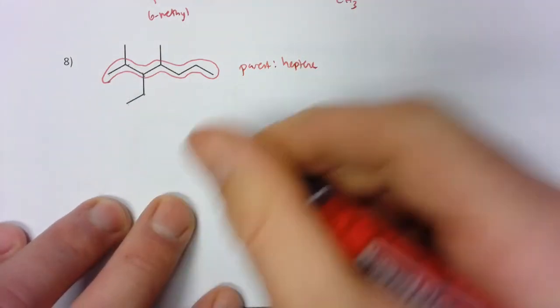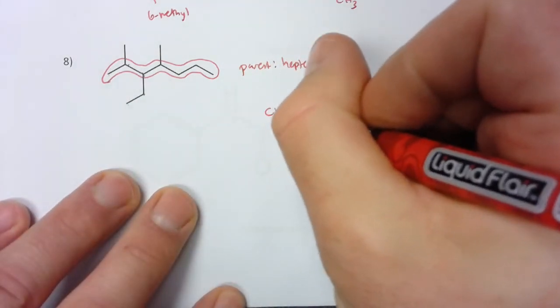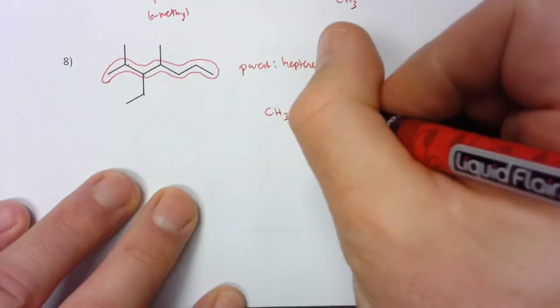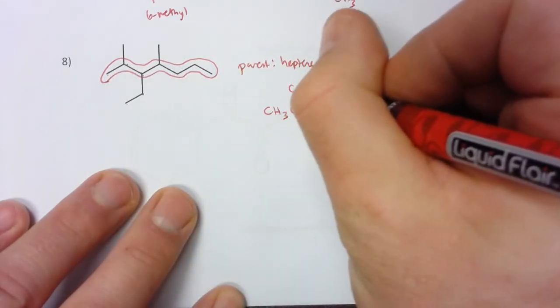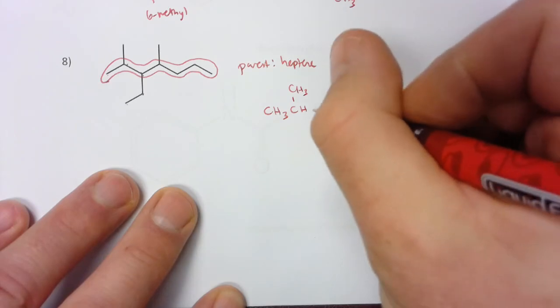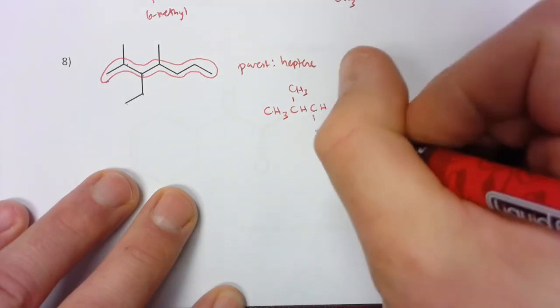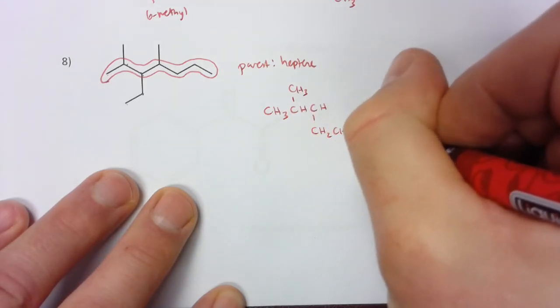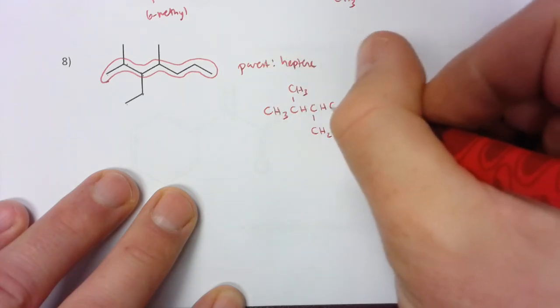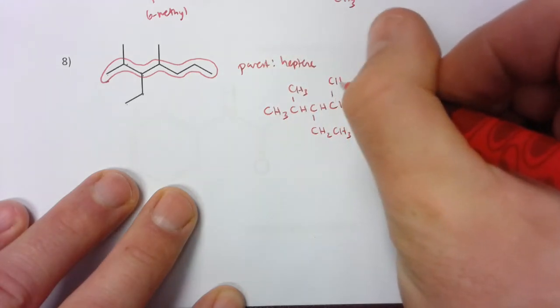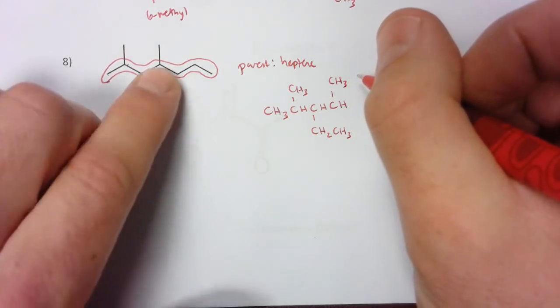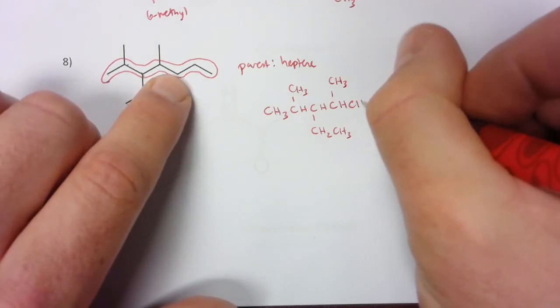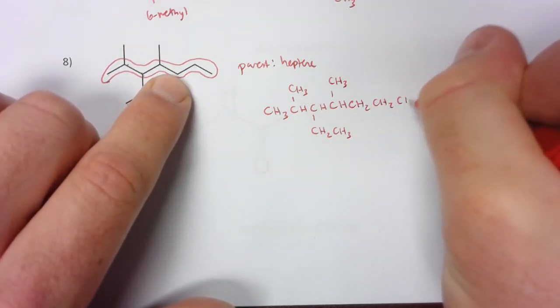I'm going to draw out the condensed. Start with a CH3 on the left. Next is a CH with a methyl substituent. Next one over is a CH with an ethyl substituent. And the next one is a CH with a methyl, and then we're here. So 2 CH2s and a CH3.